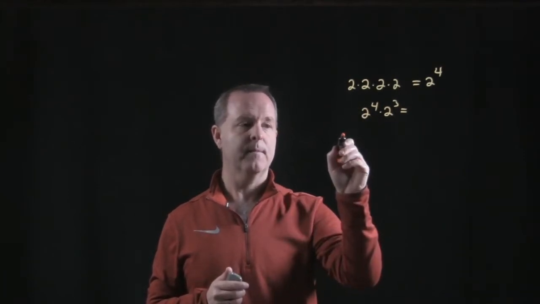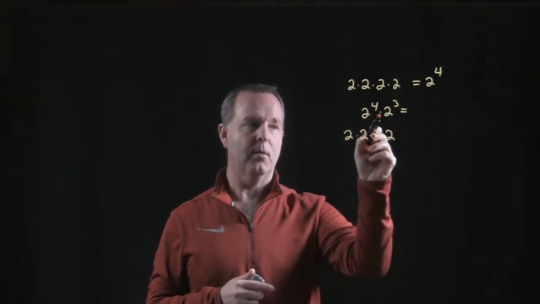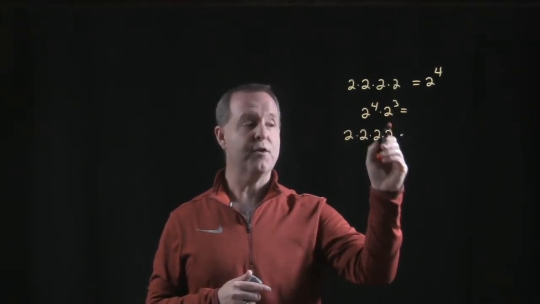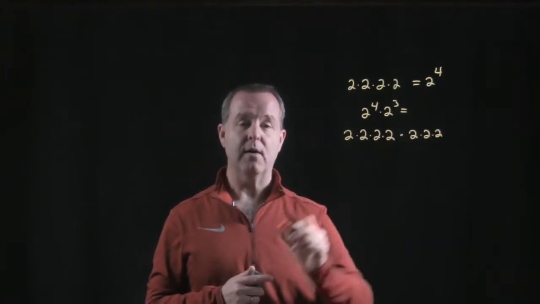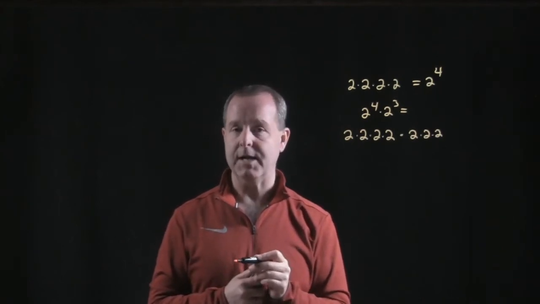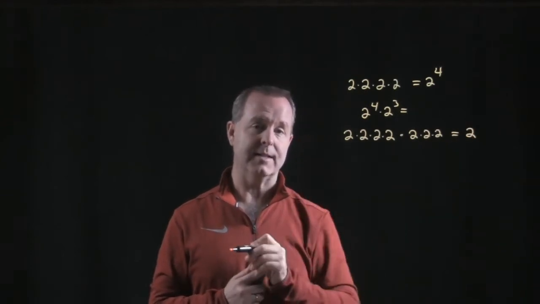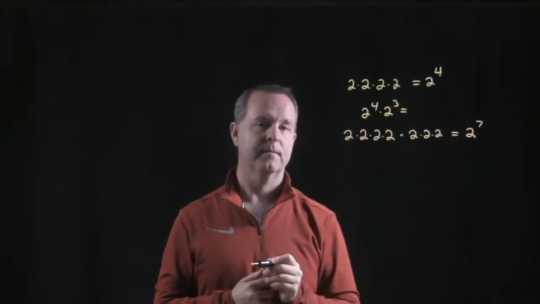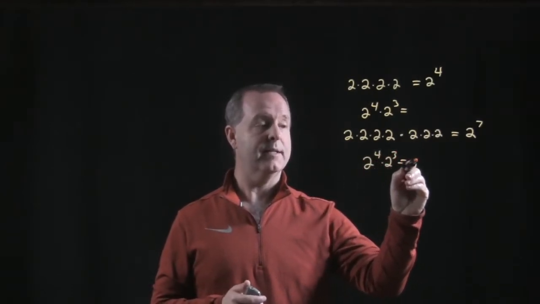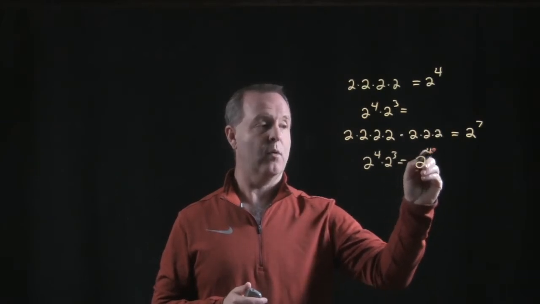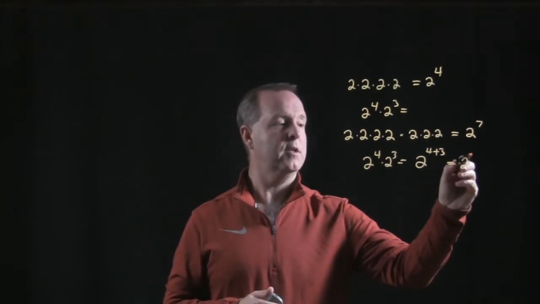Remember, 2 to the fourth is 2 times 2 times 2 times 2. Now we're going to multiply that by 2 to the third, which is 2 times 2 times 2. If we multiplied all that out, notice that we have repeated multiplication. All are the same base, and I'm multiplying the base by itself 7 times. So it appears that 2 to the fourth times 2 to the third is also the same as 2 to the 4 plus 3, which equals 2 to the 7th.